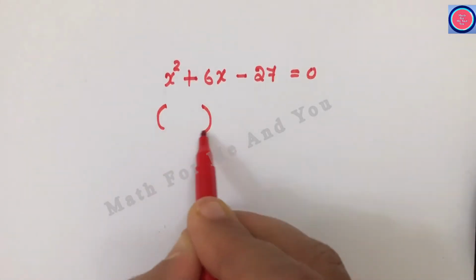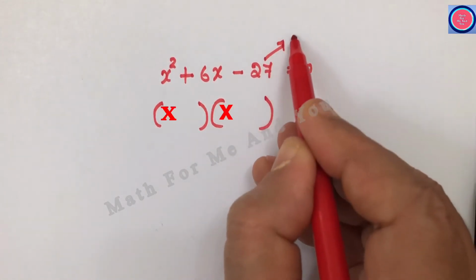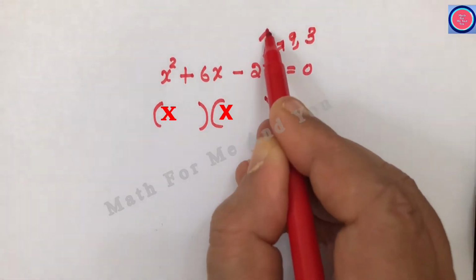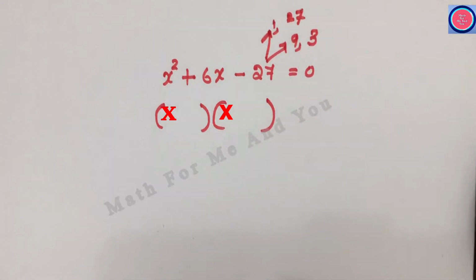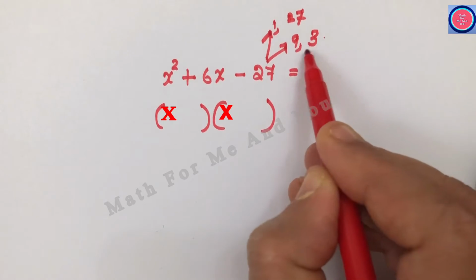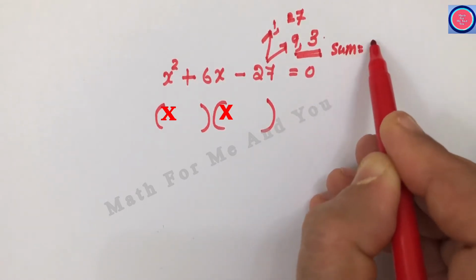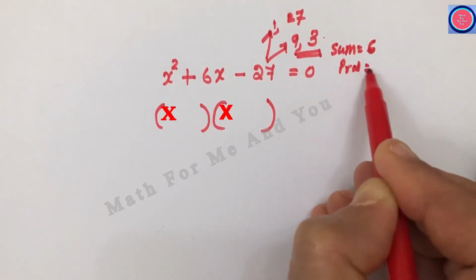Let's factorize x square plus 6x minus 27 equals 0. X square, the factors are x and x. 27, the factors are 9 and 3, also 1 and 27. With the factors of x square, that means x and x, we have to join 9 and 3 because their difference is 6. Sum or difference must be the middle term. Here, with 9 and 3, we get 6 and their product is 27. The middle term is plus 6x.